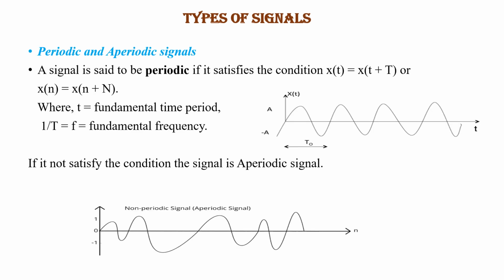A signal is said to be periodic if and only if it satisfies the condition x of t equal to x of small t plus capital T. Here, capital T equals the fundamental period. It can be calculated by 2 pi divided by omega. Here, omega is the angular frequency of the given signal. If it does not satisfy the condition, the signal is said to be an aperiodic signal. An aperiodic signal does not repeat after a specific interval of time.